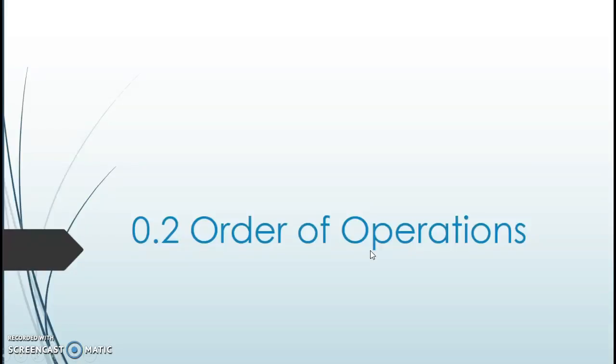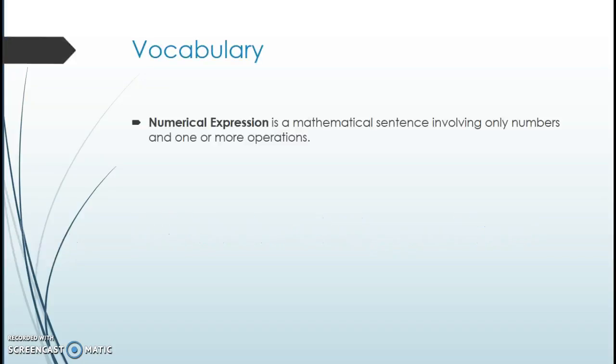All right, so in this section, we're reviewing order of operations. So we start with our vocabulary. We're going to be working with numerical expressions, and this is a mathematical sentence involving only numbers and one or more operations. The other thing I would add to this is an expression has no equal sign. There is no equal sign. That is, if we have an equal sign, then it's an equation.